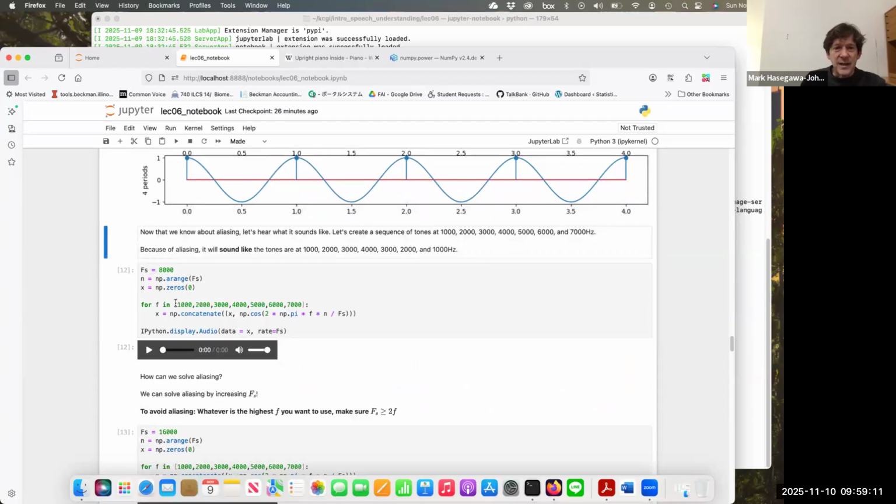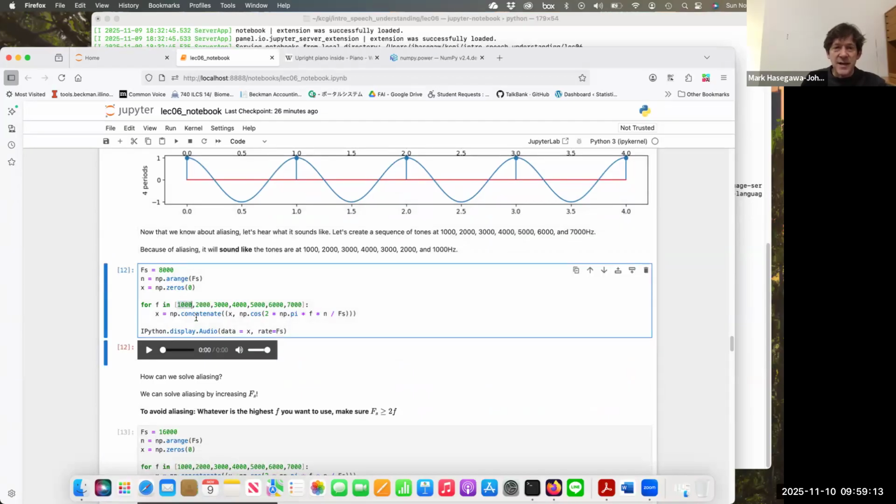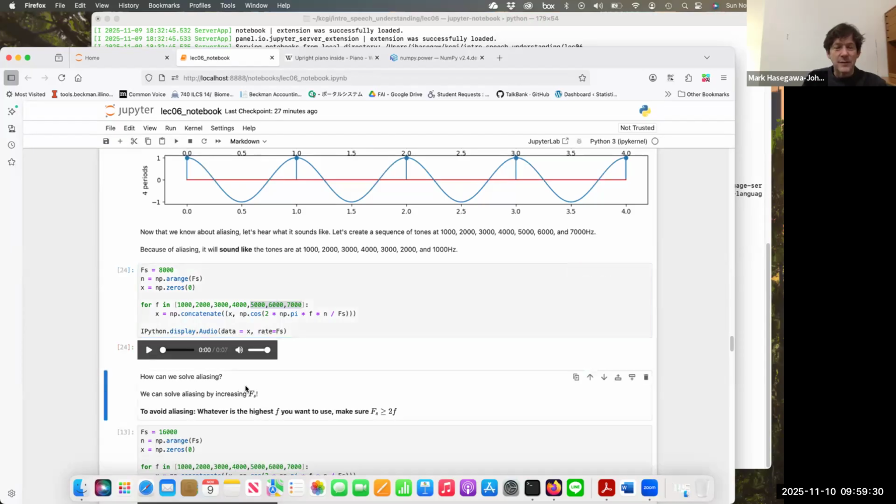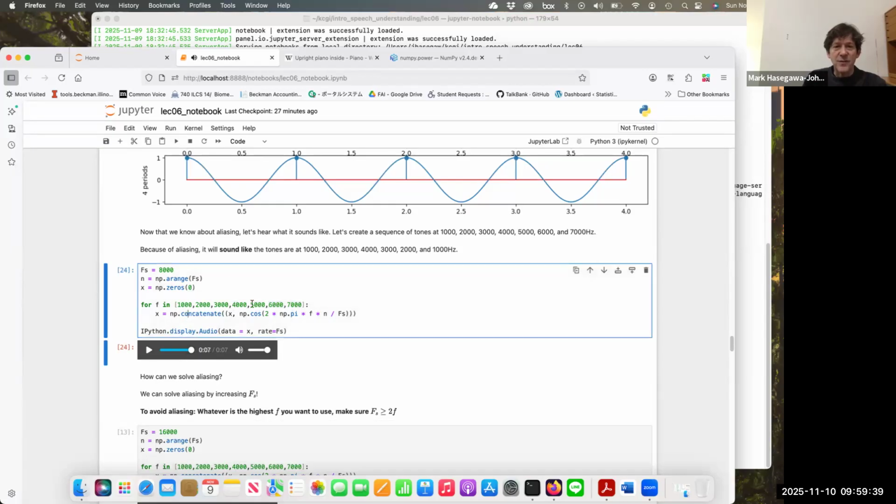And so we can plot these. Let's take 8,000 samples per second. With 8,000 samples per second, we can create a cosine of up to 4,000 hertz. When we create these higher frequencies, 5, 6, and 7,000, instead of continuing to go up in frequency, it will go down in frequency. So you see, we thought we were creating 1, 2, 3, 4, 5, 6, 7. Instead, we created 1, 2, 3, 4, 3, 2, 1.